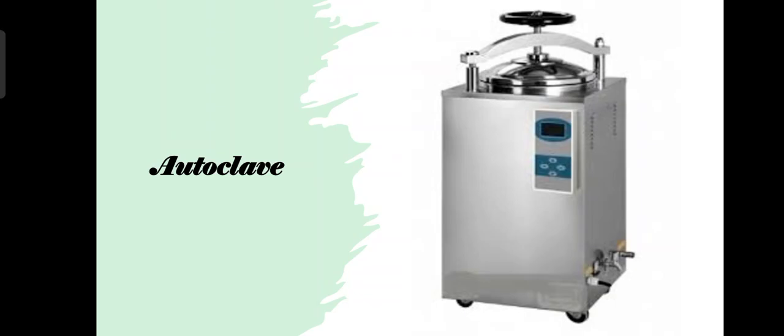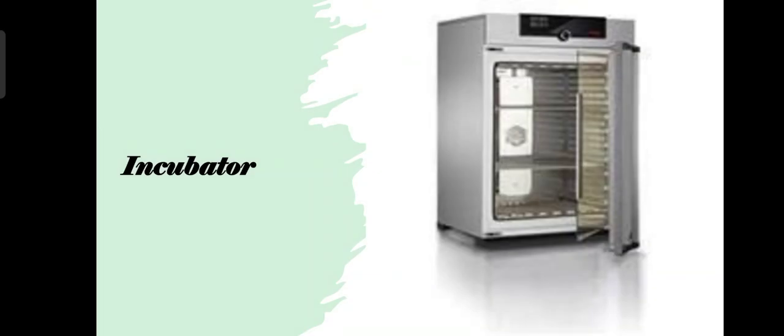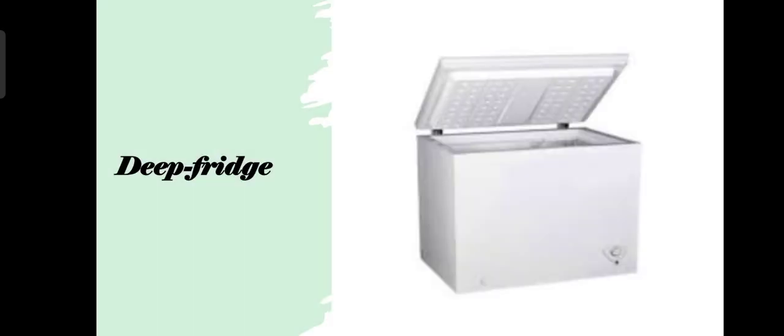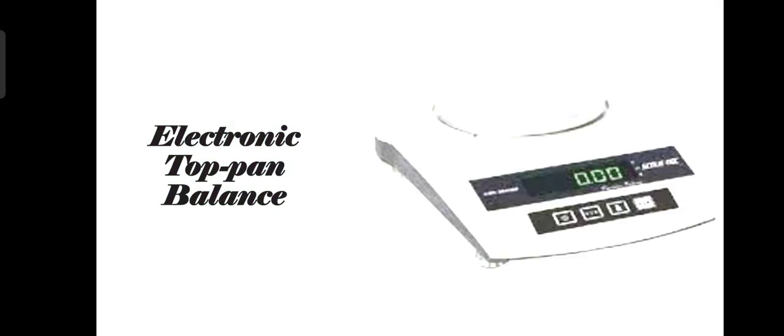Autoclave. It is also used for sterilization and is also known as a steam sterilizer. It uses steam under pressure to kill harmful bacteria, viruses and fungi. Incubator. It is used to grow cell or microbial cultures. Deep fridge. It is used for the storage of samples, specimens, vaccines and medicines at a specific temperature.